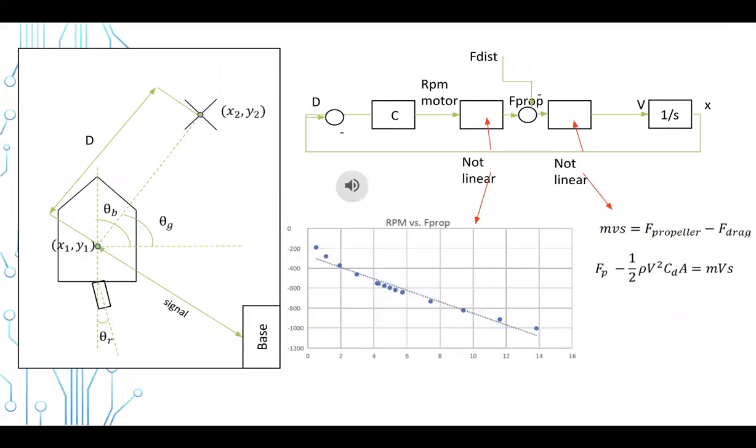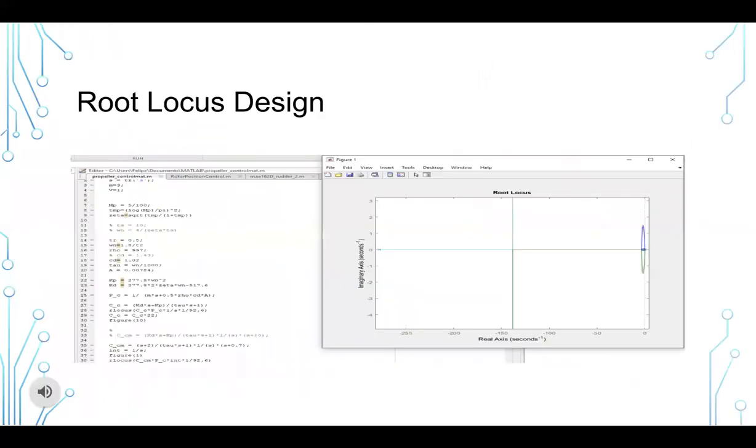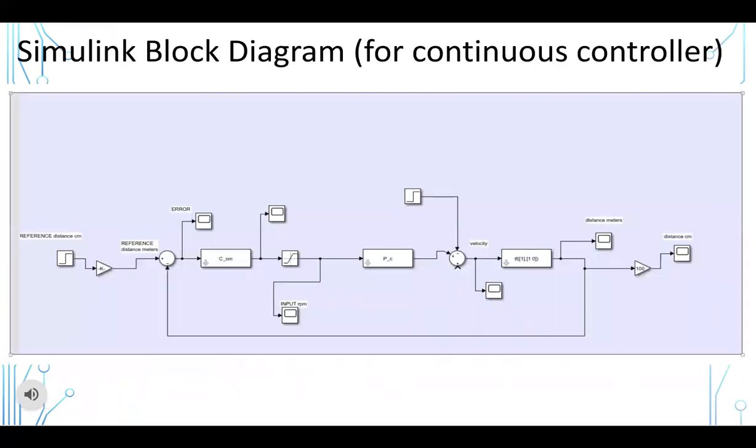The same procedure was done for the propeller controller. The graph was taken from the propeller simulations. It can be seen that the plant is not linear, so it had to be linearized in order to fit the block diagram. The same method as mentioned earlier was used to design the PID controller for the propeller. This is the continuous time controller Simulink block diagram for the propeller.